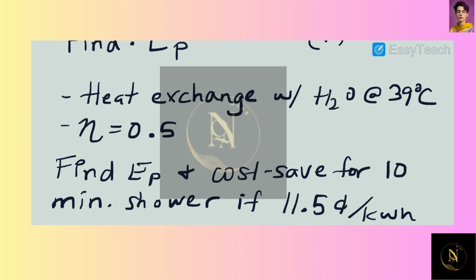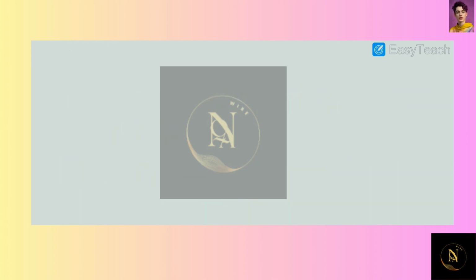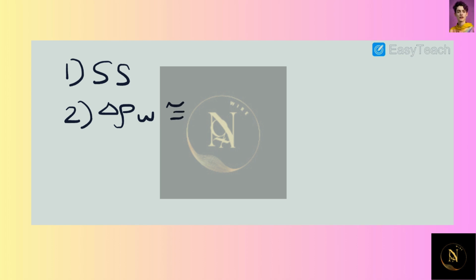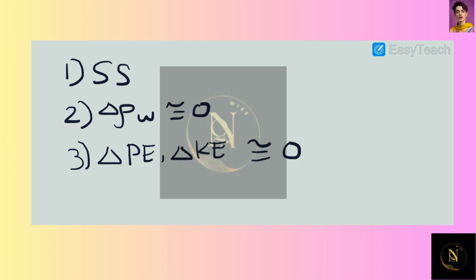So what we're going to do first is go through our assumptions. We're going to assume that everything's operating at steady state conditions, so the properties will not be changing with time. We're also going to assume that water is an incompressible substance, so there is going to be no changes in density. And we're also going to assume that any changes in potential energy, any changes in kinetic energy are also going to be negligible.